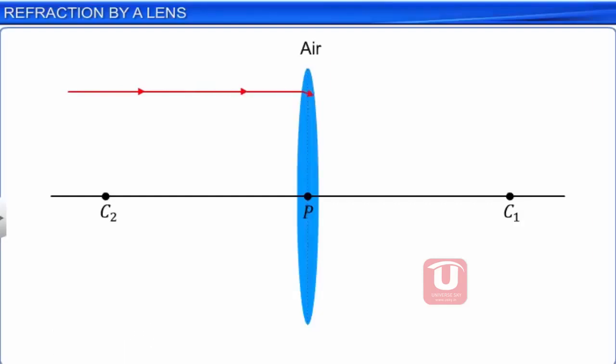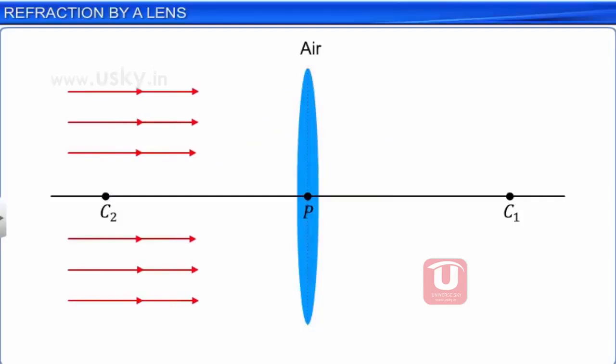Paraxial rays parallel to the principal axis incident on a double convex lens, upon refraction, converge to a point on the principal axis. This is called the second principal focus of the lens. Principal focus towards the source of light is called the first principal focus of the lens.